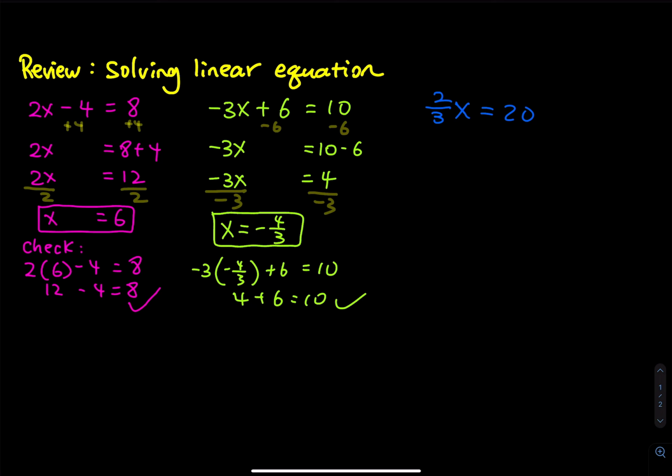Again, you simply multiply the reciprocal on both sides. So on both sides, we multiply 3 over 2. As long as you multiply both sides by the same number, the equations won't change.